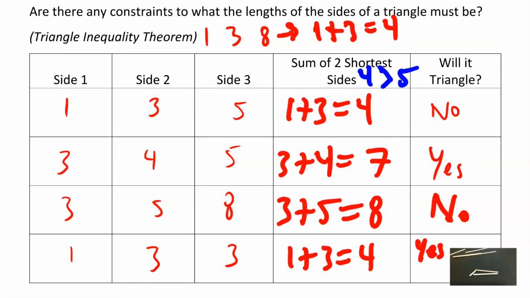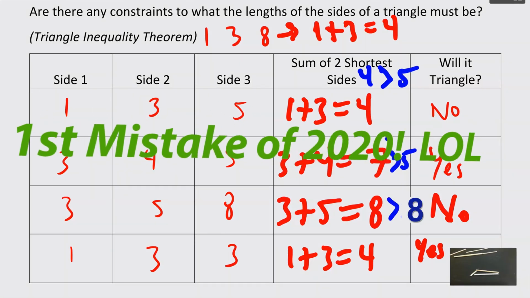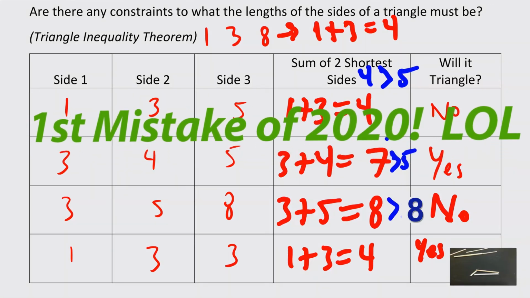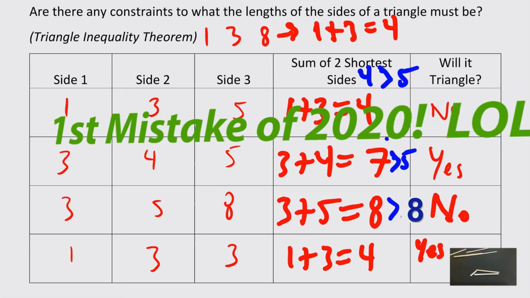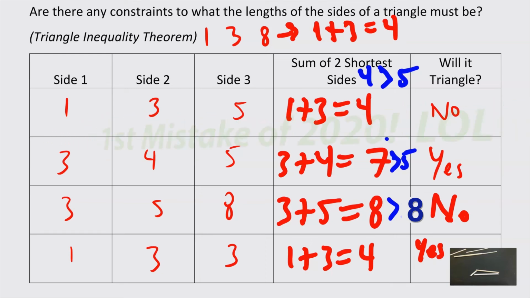Is 7 greater than 5? Yes, that is true. Is 8 greater than 5? No. 8 was equal to 8, right? And so that's why it just made a straight line. So it did not make a triangle. Is 4 greater than 3? And the answer is yes. And so that did make a triangle. Here, is 4 greater than 8? The answer is no. It does not make a triangle.